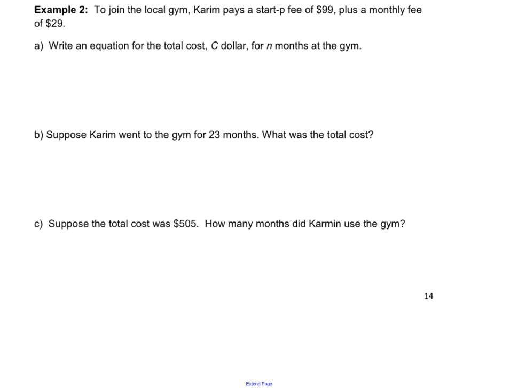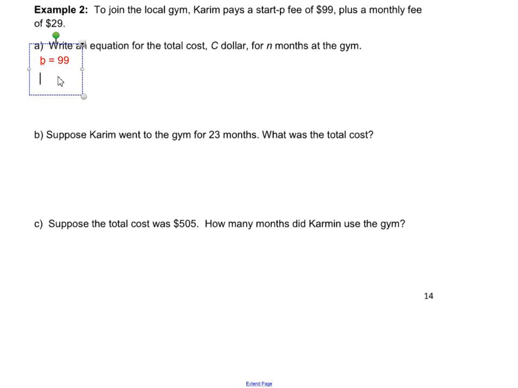And if I haven't gone to the gym at all, I just know it's going to cost me $99. Anytime there's a startup fee, at time 0, you have a fee of $99 because I haven't gone to the gym yet. I still have that fee. So that fee now becomes my B value of 99. So at time 0, what am I paying? I'm paying $99.